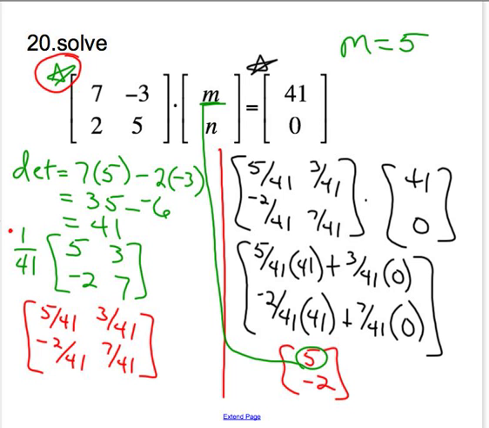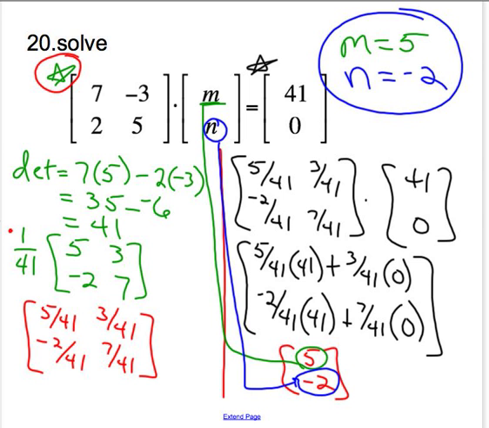N, row 2, column 1. That's the negative 2. There's my solution by hand to number 20.